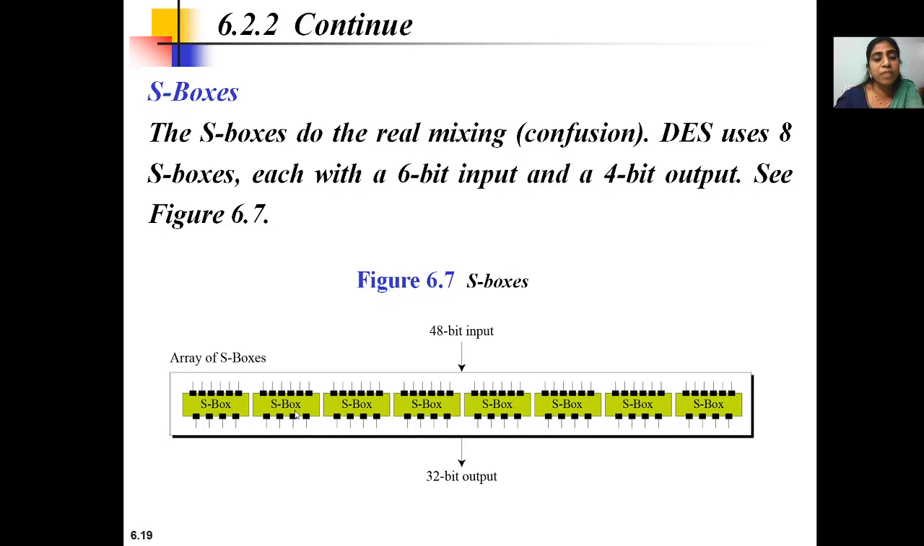So similarly we have the 48 bit. These 48 bits are divided into 8 S boxes. So 8 6s are 48. Each box will contain 6 bits, which is converted to 4 bits. So 4 8s are 32 bits, we are going to get as an output.